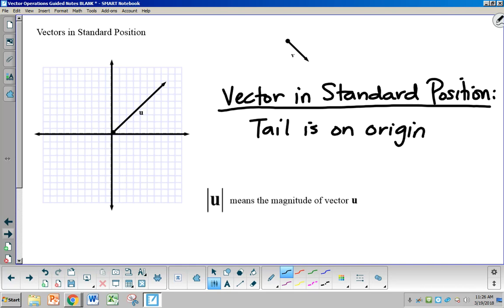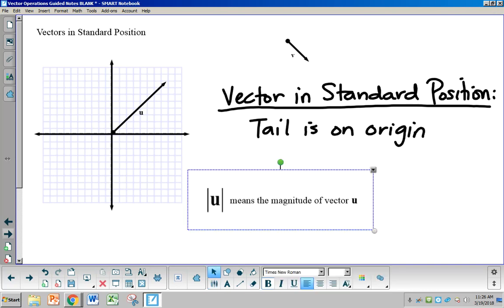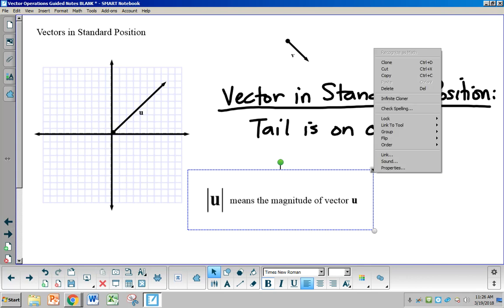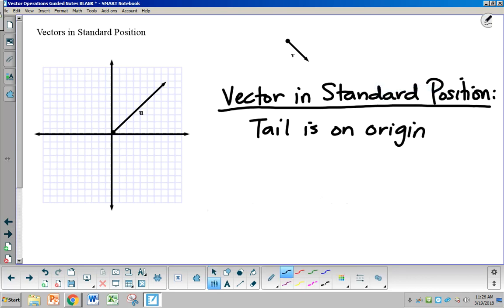Okay, now what would the component form be of this vector? Well, that's going to be 1, 2, 3, 4, 5, 6, 7, 8 in the horizontal direction, and then 1, 2, 3, 4, 5, 6, 7, 8 in the vertical direction. So I can say vector u is equal to, in component form, <8, 8>: 8 to the right and then 8 up.